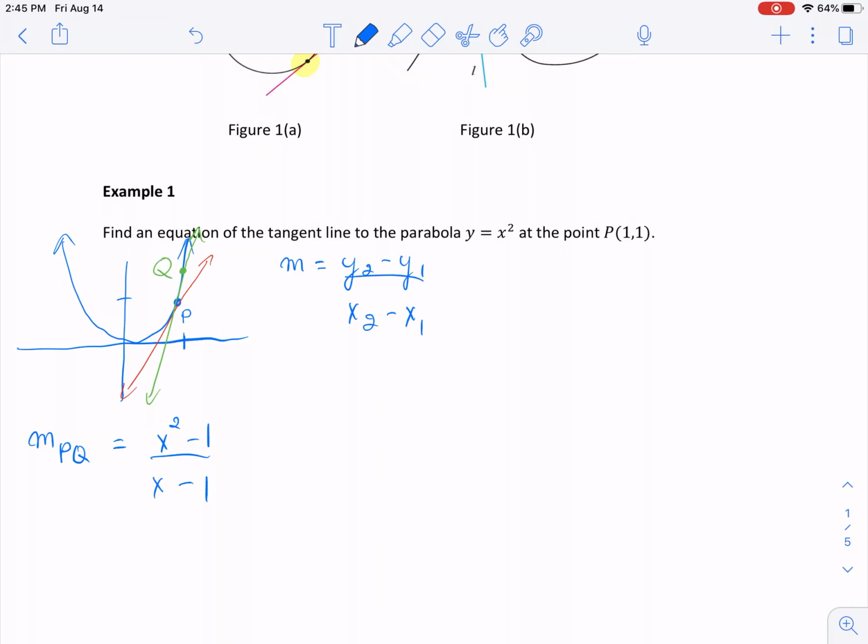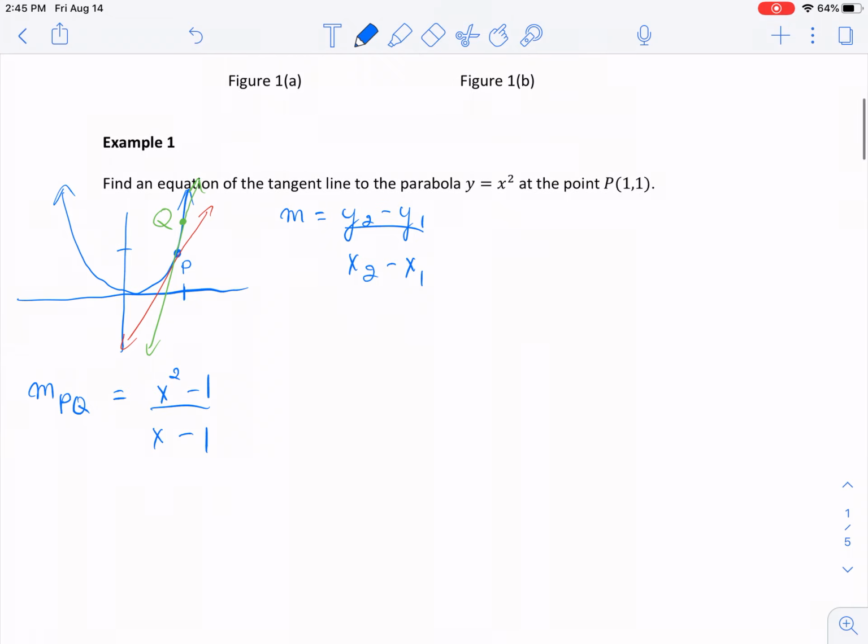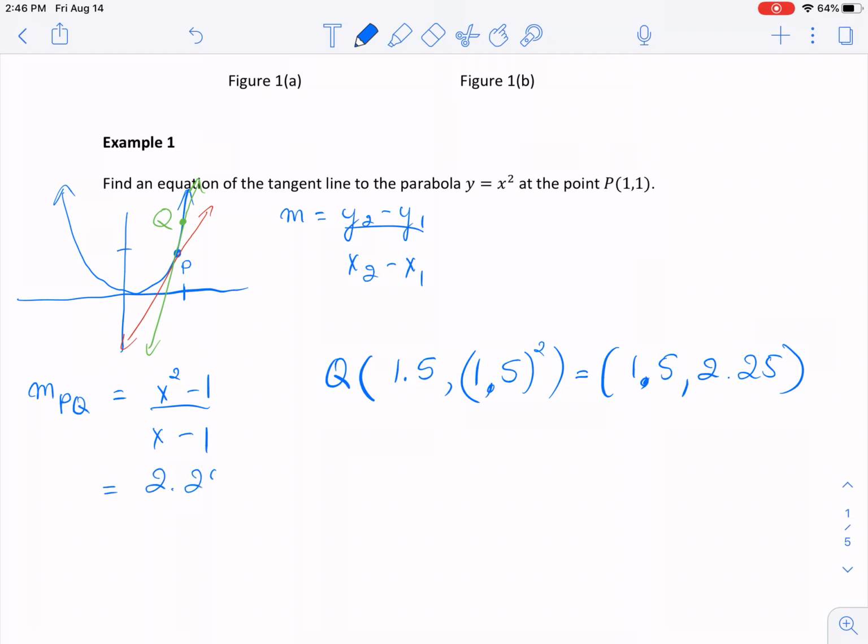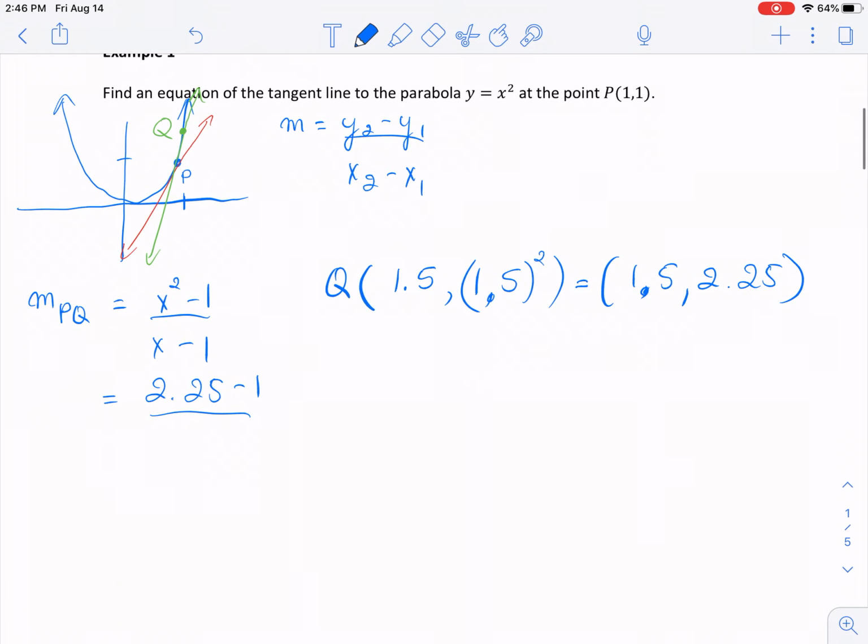Okay, so if I randomly pick points, how about 1.5? So 1.5, and then we square it. We're going to get 2.25. And then we use the slope formula. We get 2.25 minus 1 over 1.5 minus 1. And then we're going to get 2.5.